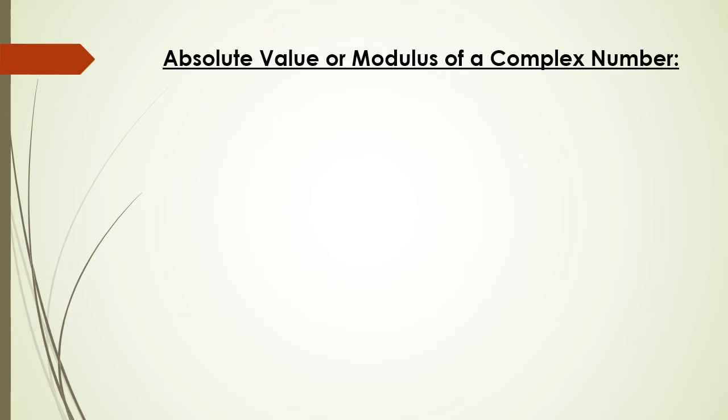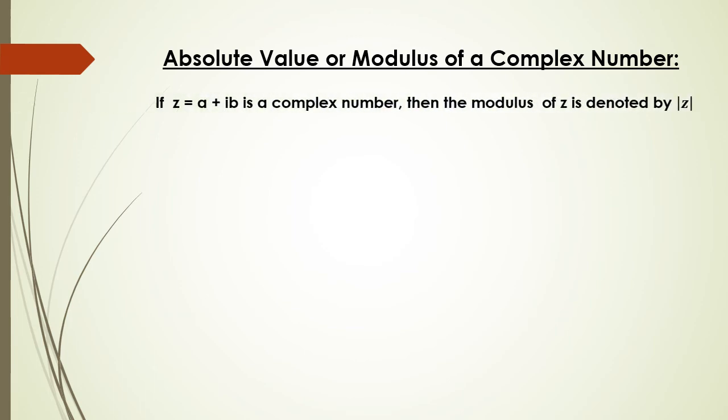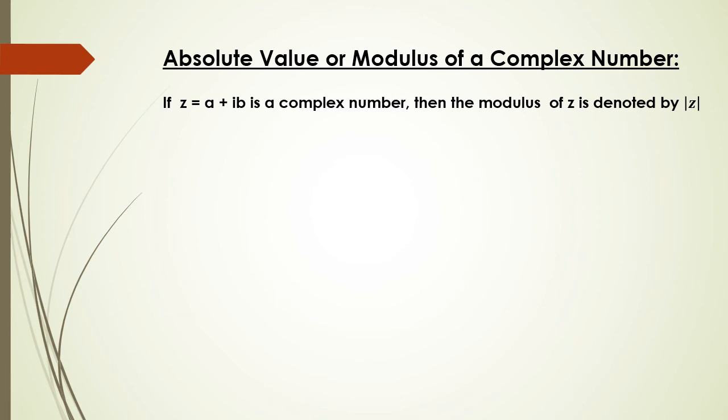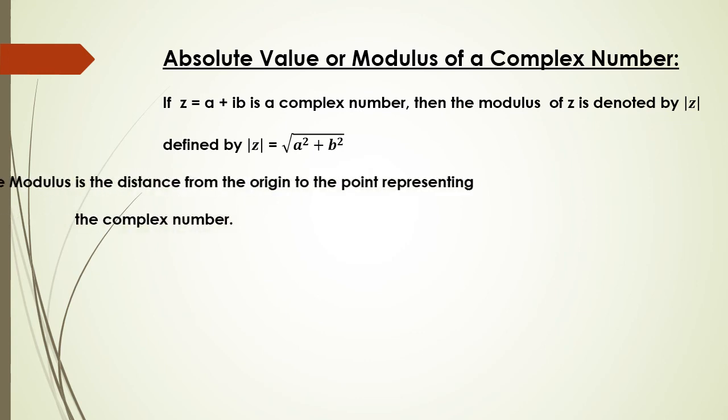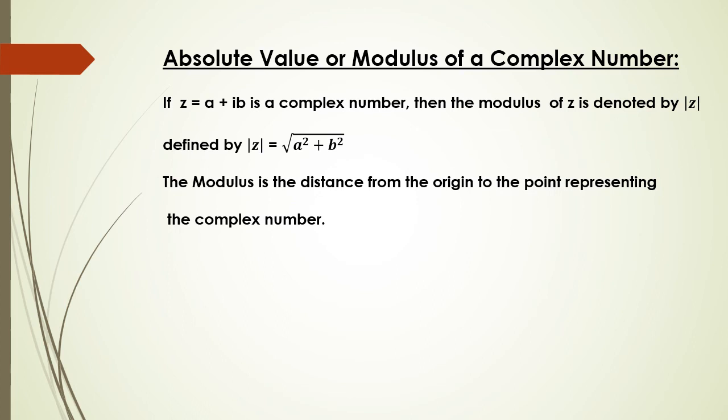In the last topic, we will discuss the absolute value or modulus of a complex number. If z is equal to a plus iota b is a complex number, then its modulus is denoted by z absolute. So z absolute is defined as square root of a square plus b square. The modulus is the distance from the origin to the point representing that complex number.